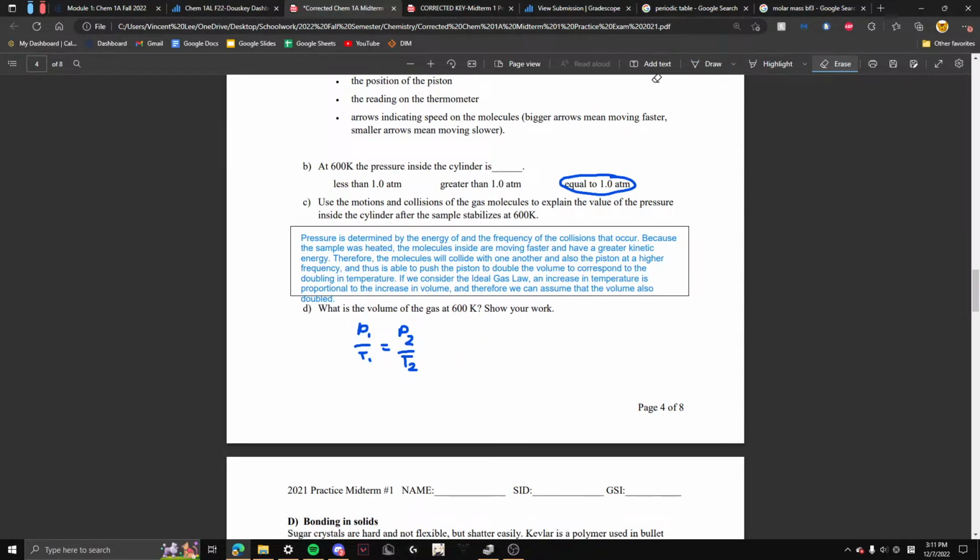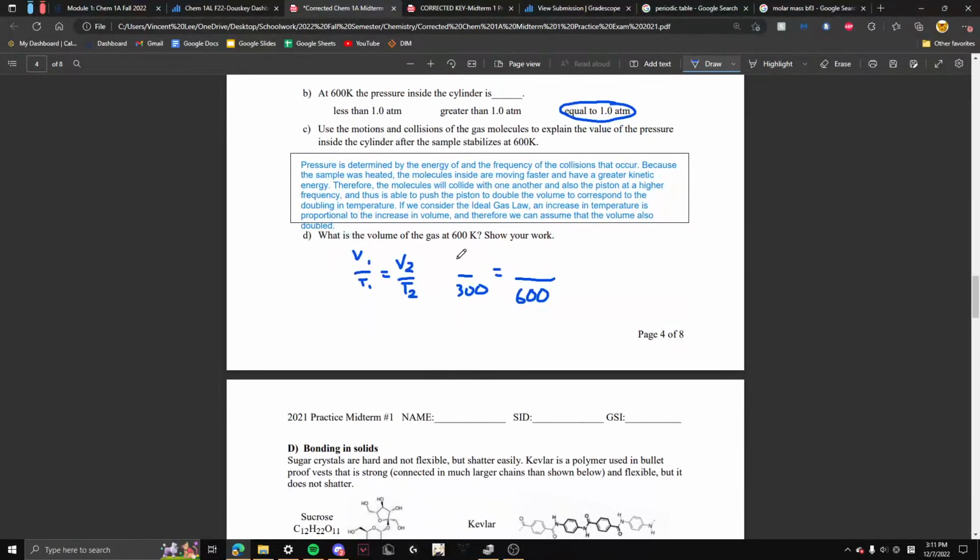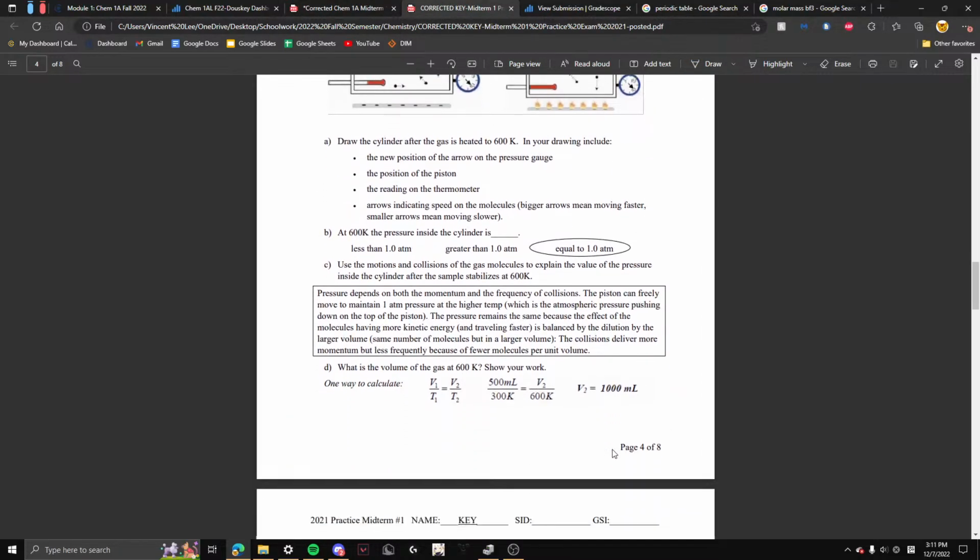So 1 over 300 is equal to P2 over 600. P2 equals 2 ATM. Or P2. Oh, volume. Sorry. Volume. Just messed up. Horrendous there. Volume is 500. And V2 equals 1 liter, because 500 milliliters times 2 is 1,000 milliliters, and 1,000 milliliters equals 1 liter. Yeah.